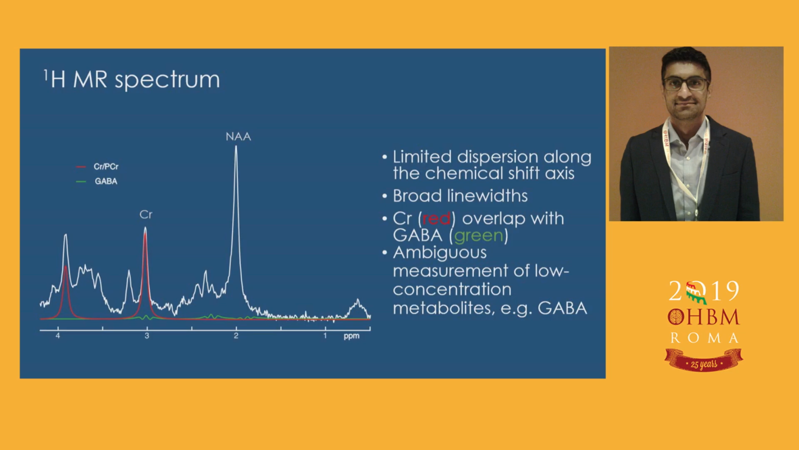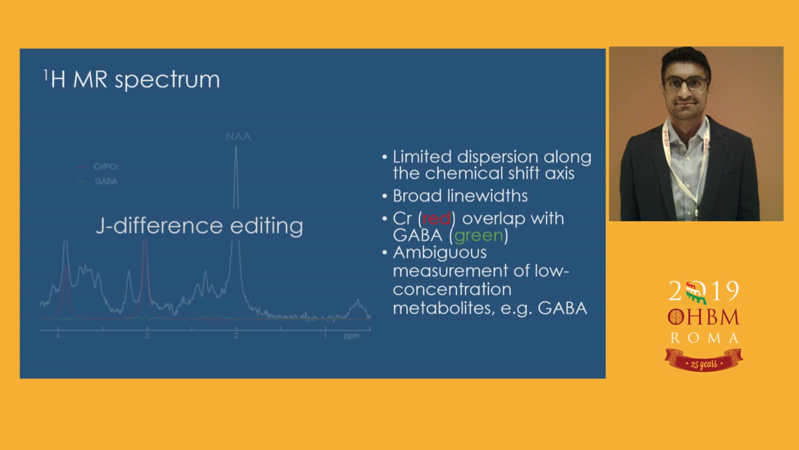So for example, over here, creatine in red overlaps with GABA in green. And this leads to ambiguous measurements of low concentration metabolites such as GABA, glutathione. So how do we solve this problem? We apply J-difference editing. It's a method that reduces the amount of information on the MR spectrum, removes the overlapping signal, and reveals the underlying signal of interest.